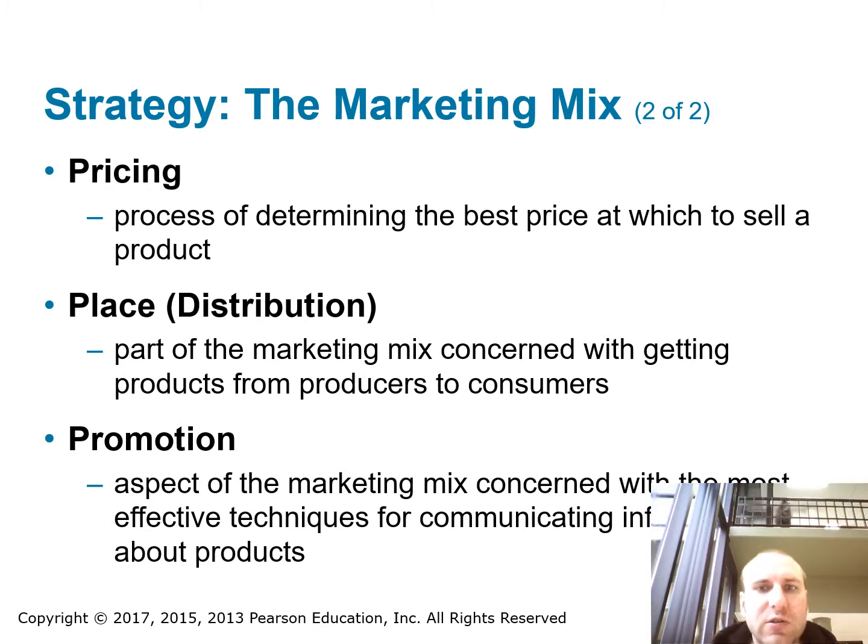Pricing is the process of determining the best price at which to sell a product. Place, also called distribution, also called a marketing channel, is part of the marketing mix concerned with getting products from producers to consumers. Promotion, you could think of this as advertising, and with different types of advertising you could come up with digital, TV, radio, or traditional advertising. Formal definition is the aspect of the marketing mix concerned with the most effective techniques for communicating information about products.